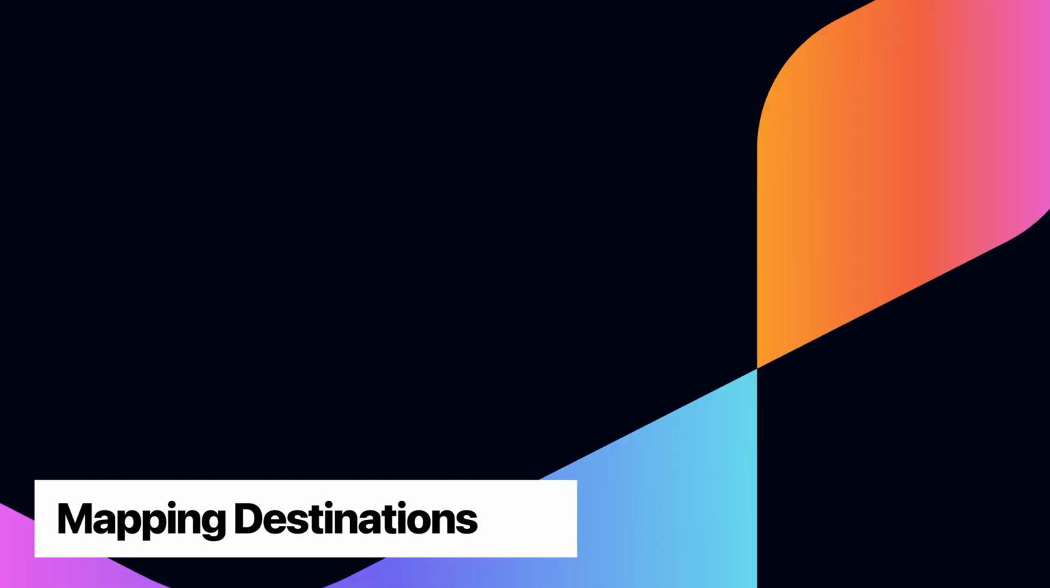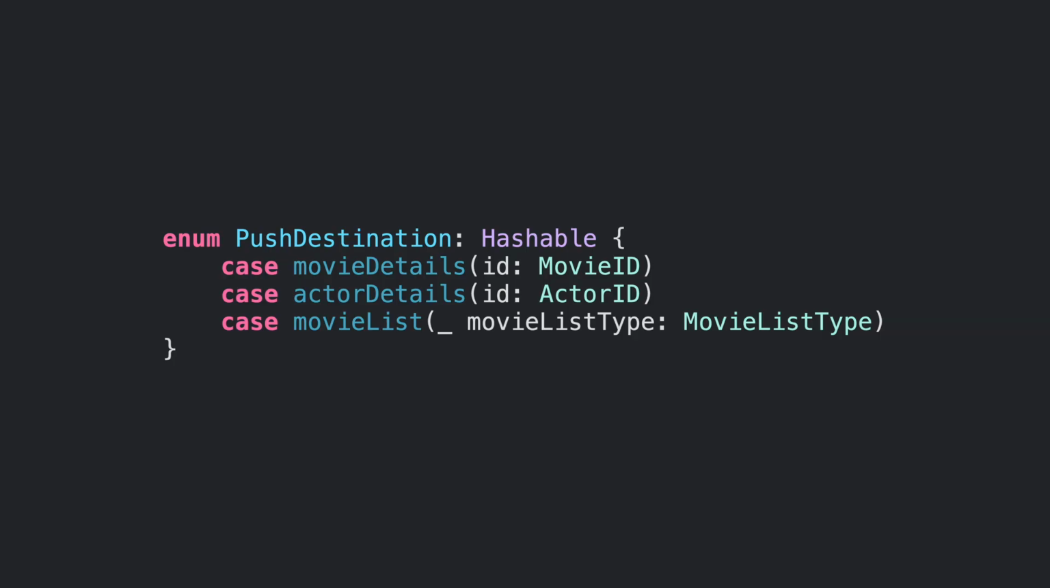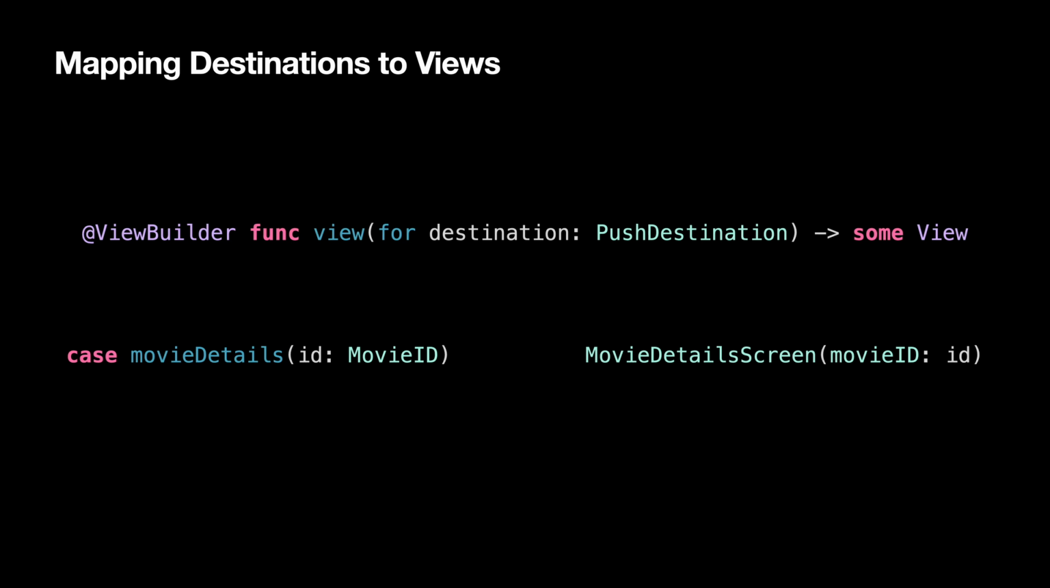Mapping destination to destination views. With the destinations in place, the next step is to create a function that builds views for the different destination types. For the three cases of push destinations, movie details, actor details, and movie list, we can make a function that takes a push destination value as a parameter and builds a SwiftUI view for that input. Since the push destination cases use associated values, we can use the respective view initializers and pass the appropriate data. Then we do the same for other kinds of destination types.